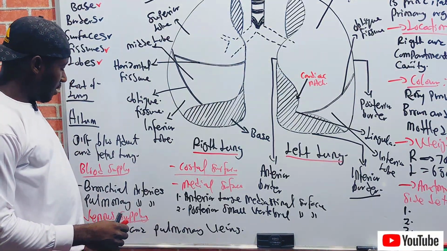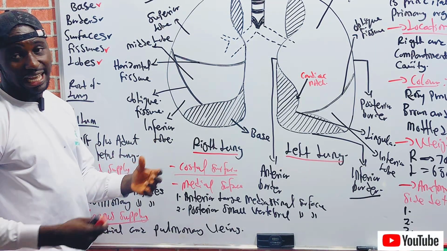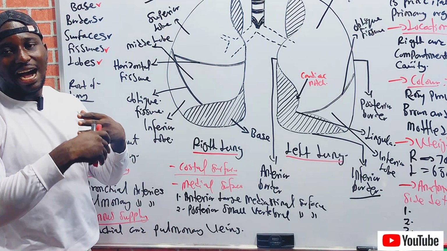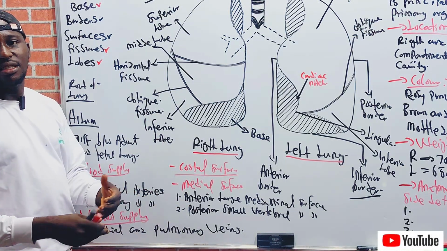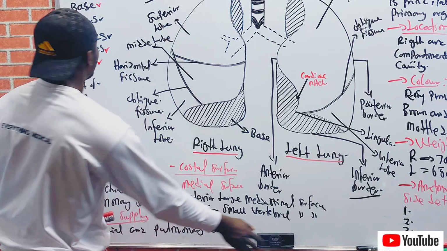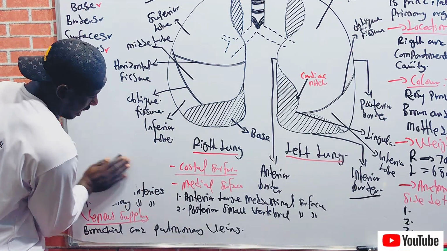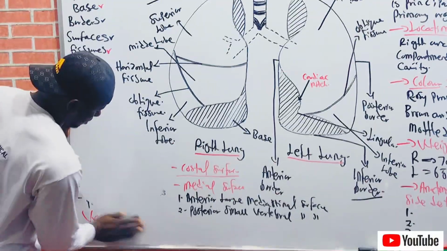You get? Recall that the right and left bronchial veins drain into the azygos vein and hemiazygos veins or superior intercostal veins. You get? So now let's dive into other area that we shall be discussing.